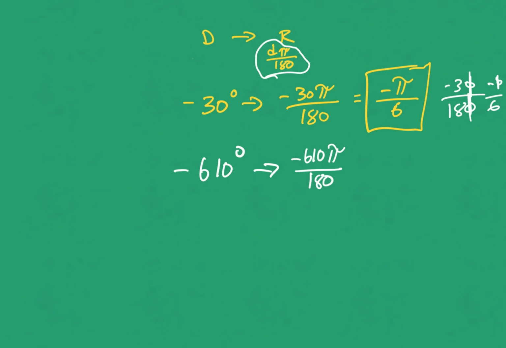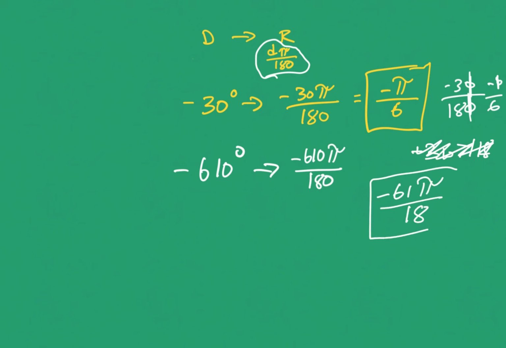If you've got this calculator, negative 610, hit the ABC button, 180. So negative 610, ABC, 180, hit equals. And in your calculator you'll get something that looks like a mixed number. We don't want that. We want it as an improper fraction. Hit second and that ABC button, and it will convert it. So this is negative 61 pi over 18. And that's your solution. Okay, and you leave it in terms of pi.